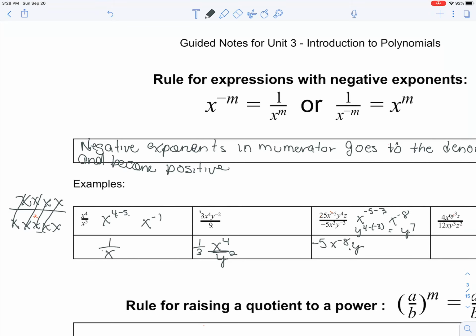Oh, I was trying to figure out where the negative 8 came from. So that's y to the 7th. And then z doesn't have anything, so it stays by itself. So my answer is negative 5, y to the 7th, z. And what happened to my x to the negative 8? Went to the bottom. All righty.